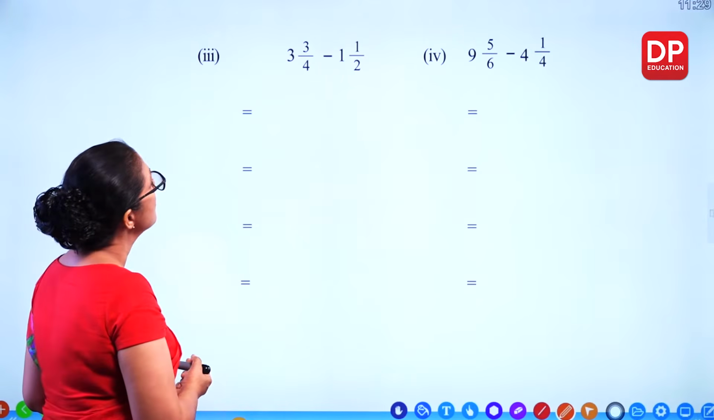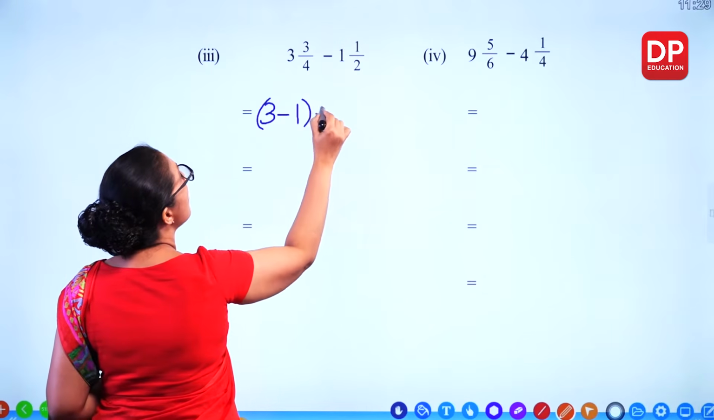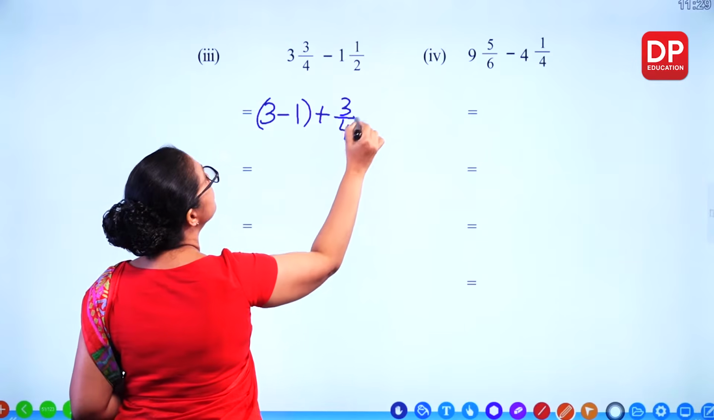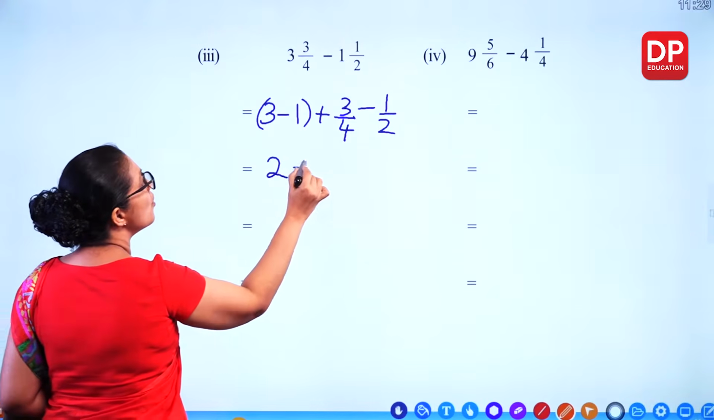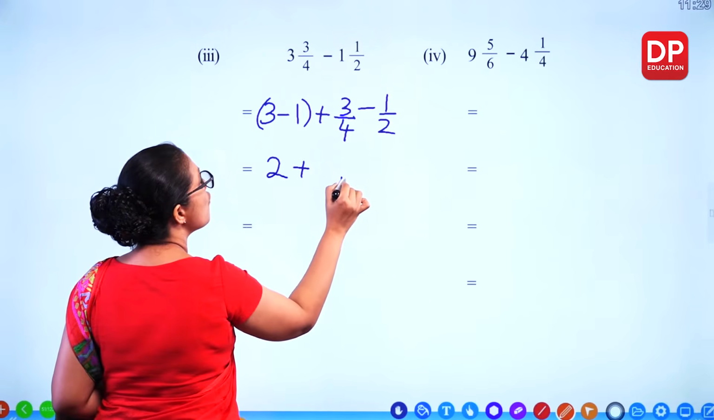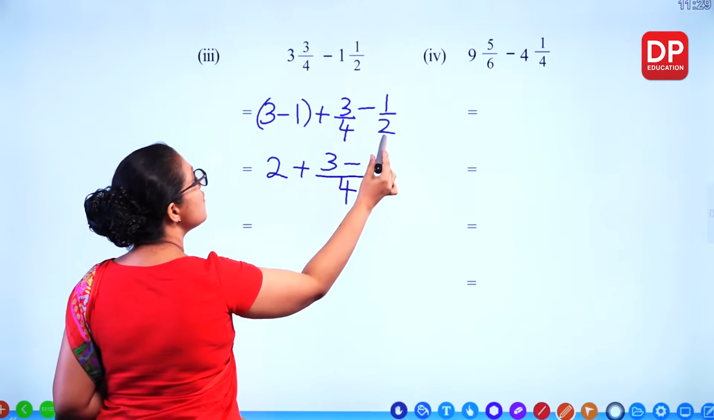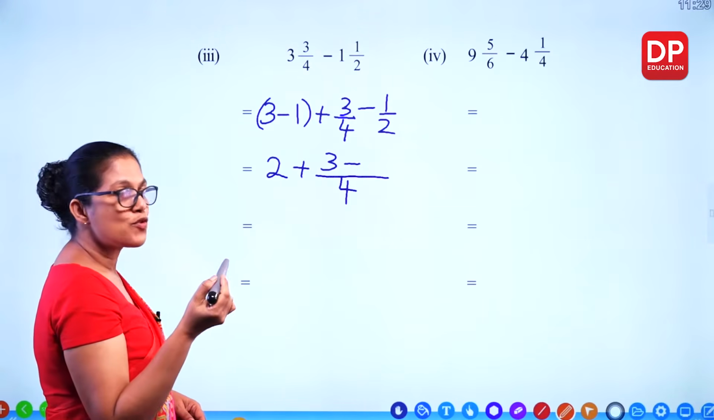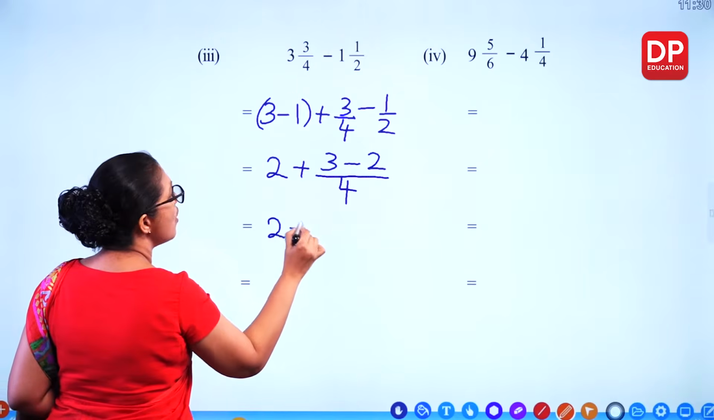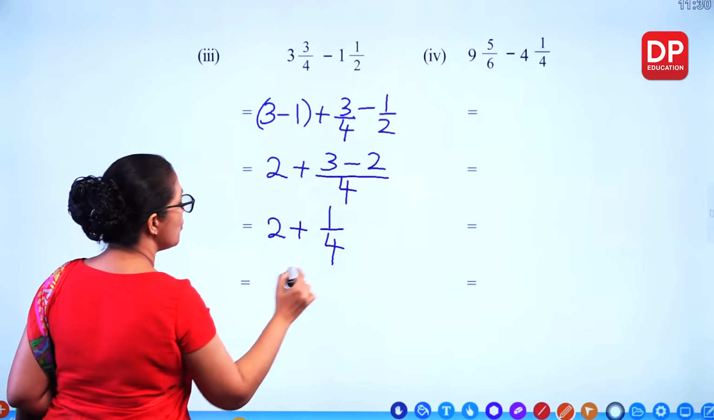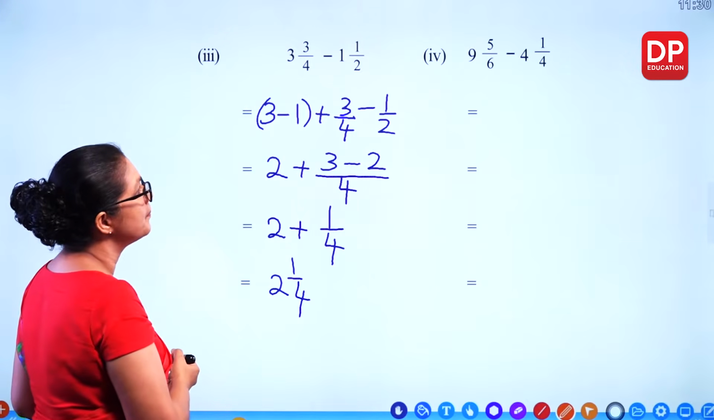This one. Whole numbers separately and the fractions separately. 3 minus 1, 2. What's the common denominator for 4 and 2? That's 4. So you can convert to 4. 2 times 2, 4. So 2 times 1, 2. So 2 and 1 over 4. You can write 2 and 1 over 4 like this.